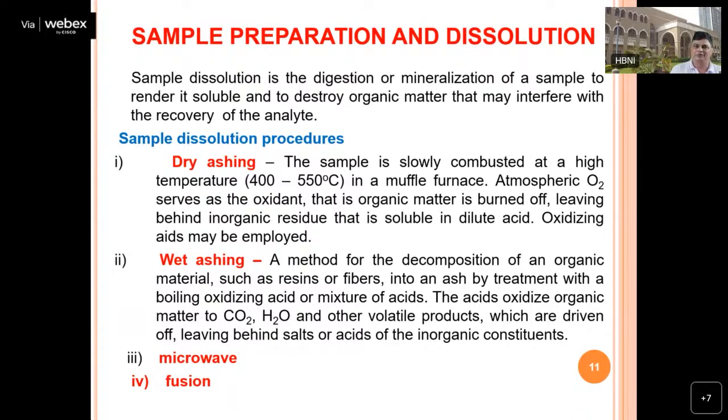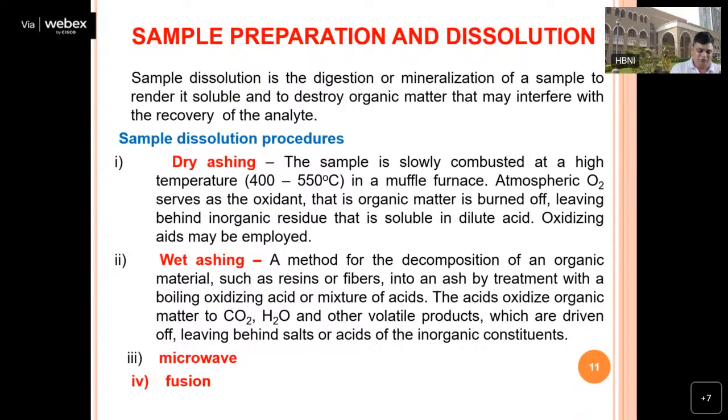You have to keep it in a muffle furnace at a temperature of 400 to 500 degrees centigrade for a few hours, and when all the organic compounds are burned off and converted to carbon dioxide, whatever remaining portions are there, you can use acids on. Even a simple HNO3 treatment will bring all your elements of interest into solution form, because all the inorganic species will get extracted into the HNO3.